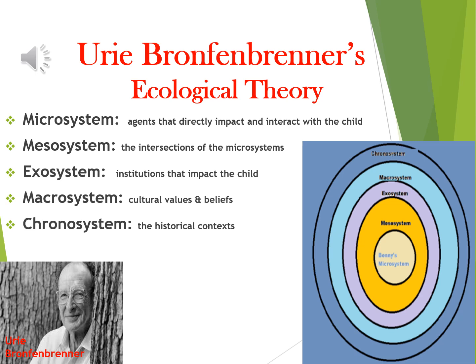Let's now consider the ecological theory proposed by Urie Bronfenbrenner. At the first level, we have the microsystem. These are, maybe we'll say the word agents, that can directly impact and interact with the child. So who are the important people in a child's life? Obviously parents, siblings, or foster parents, perhaps grandparents or extended family, maybe the soccer coach, maybe the speech therapist if a child needs one, and so on.